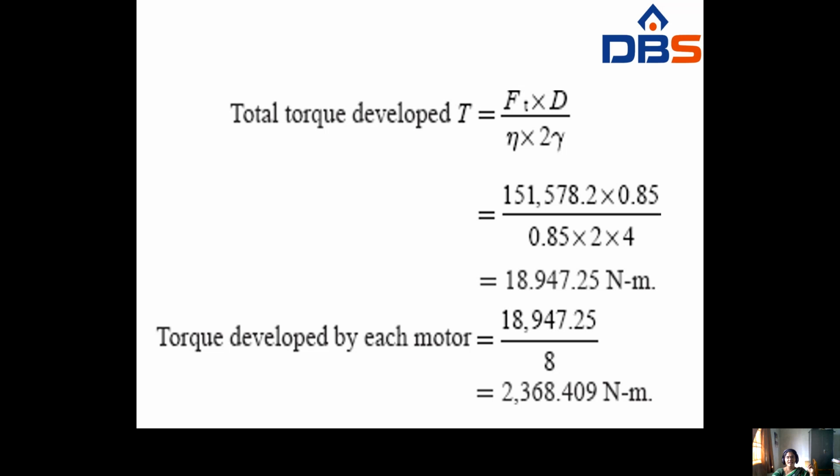Okay, so 18,947.25 Newton meters. Okay, so this is the torque value. So this is the total torque developed by the 8 motors. Okay, so here the train has 8 motors. So at the time to find out the torque developed by each motor, the total torque developed value is divided by 8. So whenever you divide this value by 8, at that time here you can get 2368.409 Newton meters. Okay, so this is the torque developed by each motor.